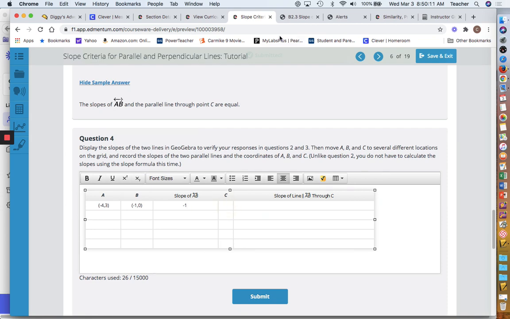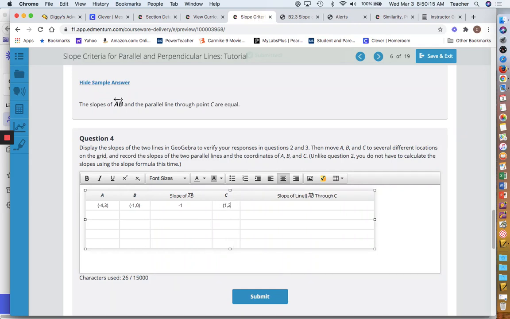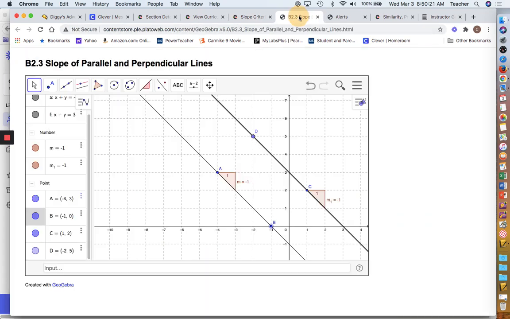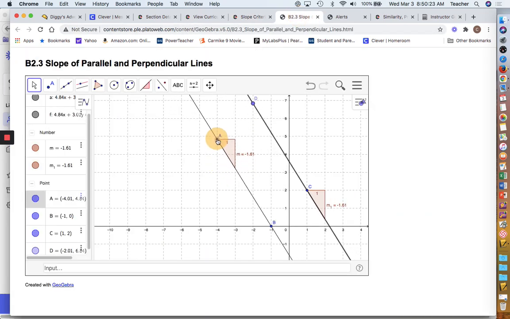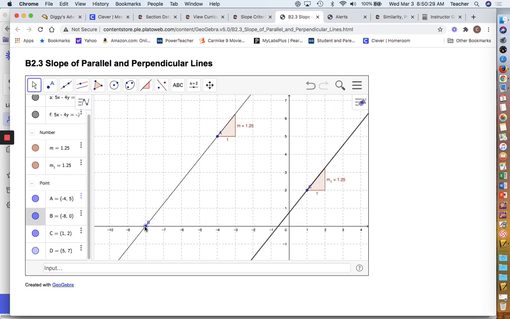All right, so they want the coordinate for C. C was 1, 2. Your C may be different. And of course, the slope for that one was also negative 1. All right, so I'll move it again. How about I move it up this time? How about I make it a positive slope? Here we go, just move it around.